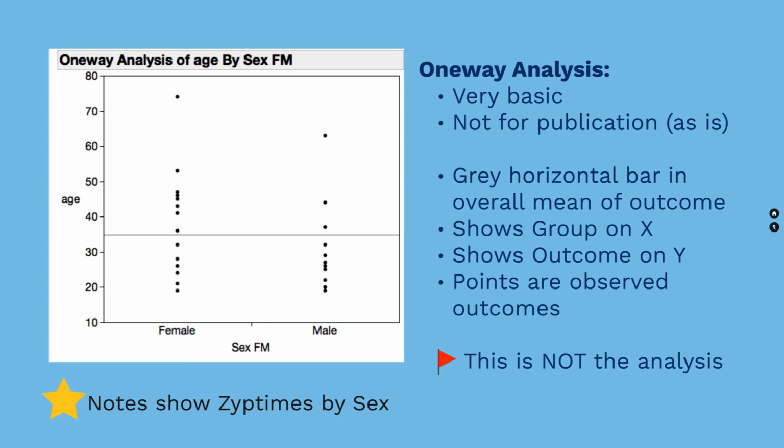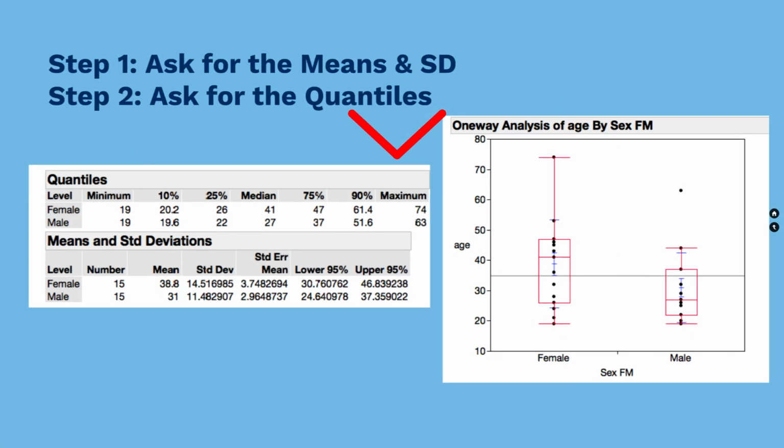So how do you get the analysis for this? You have to ask JUMP under the one-way analysis of age by sex for the means and standard deviations, and then also for the quantiles. We've seen quantiles and the means and standard deviations before in the univariate analysis. This simply shows them by the levels of your X variable.